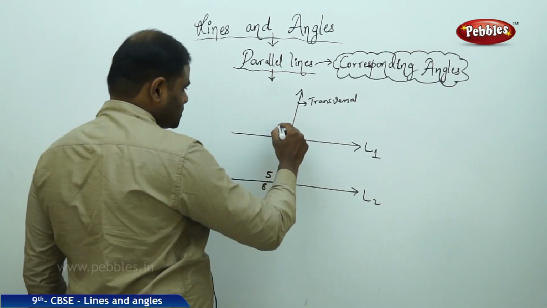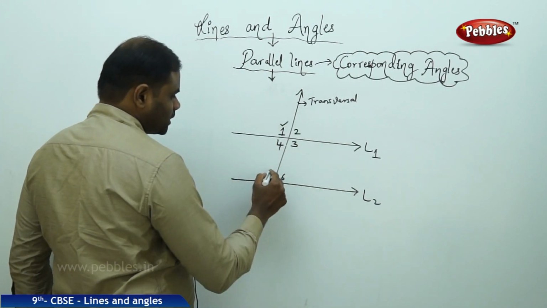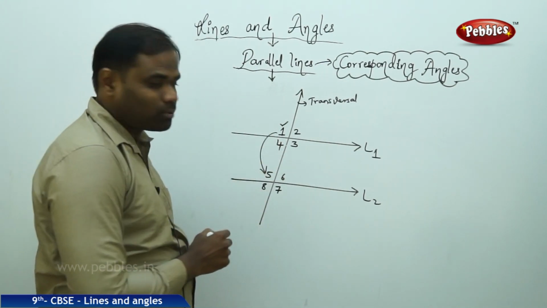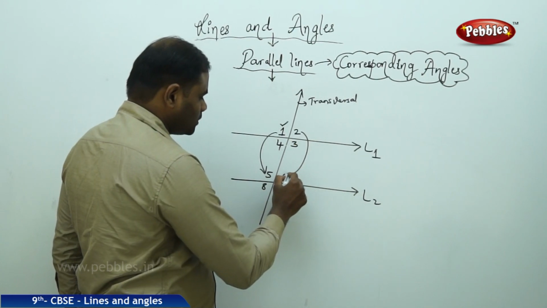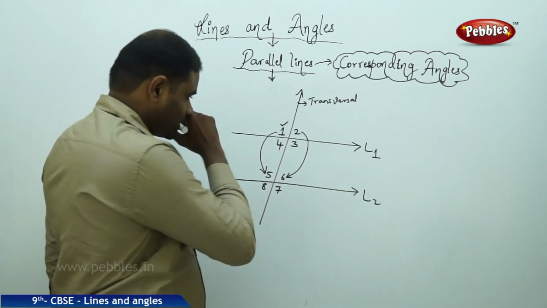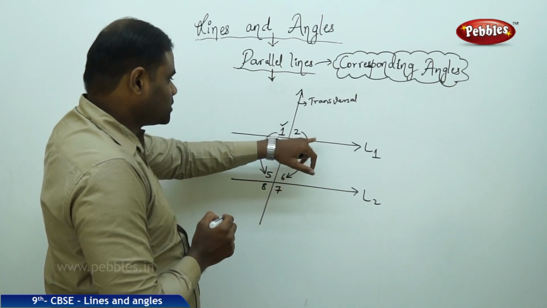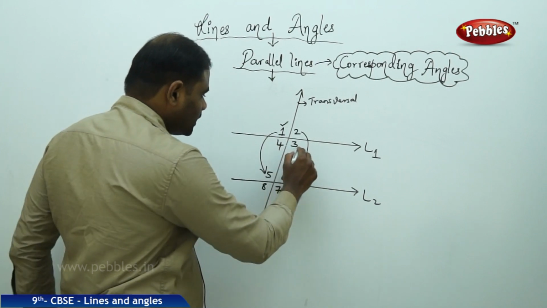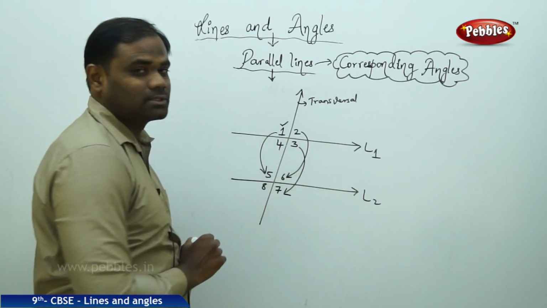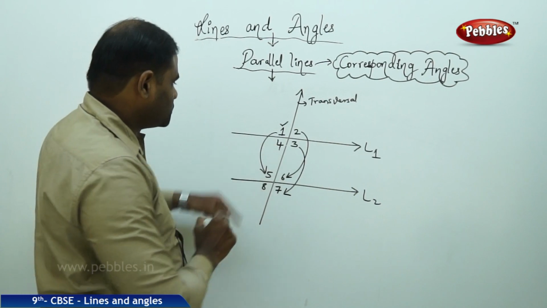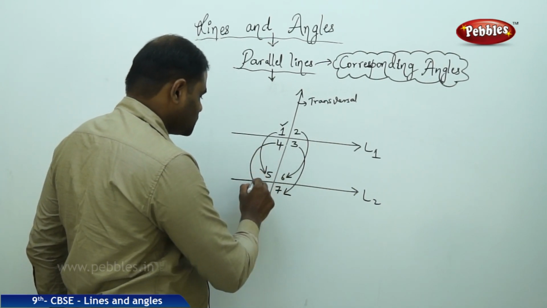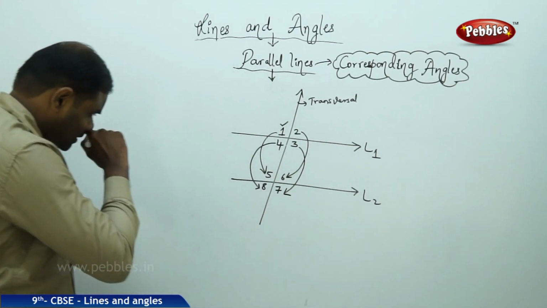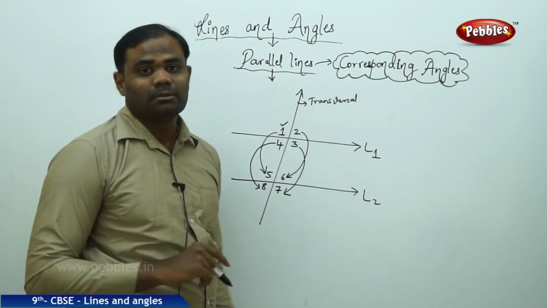So if I have this angle 1, my corresponding angle with 1 is said to be angle 5, and corresponding to angle 2 we call 6 to be corresponding. Corresponding to 3, that is, an angle which is below L1 is corresponding to the angle which is exactly below L2. So this is corresponding to this. An angle which is below L1, which is 4, corresponds to an angle which is below L2, exactly in the same region. So these are called corresponding angles in the pair of parallel lines.